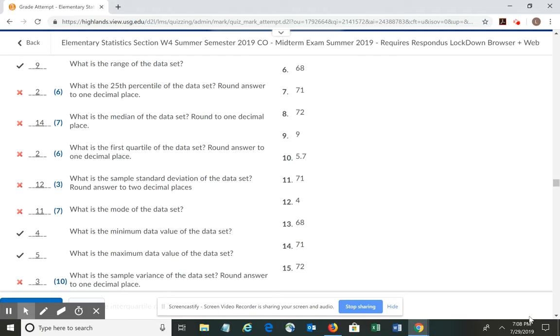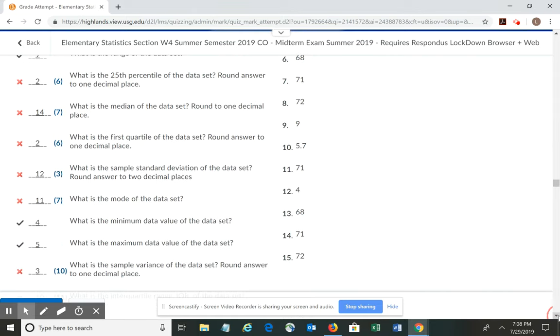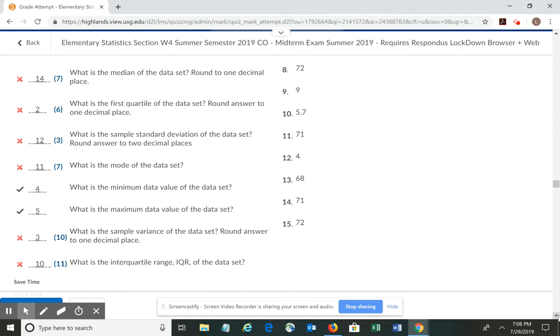The sample standard deviation is 2.38, so she should have used number 3. She got that one wrong. The mode would be, I believe, 71. So she used 11, which is 71, so we're okay there. Even though it counts it wrong, it's all jumbled up. You've got to really pay attention on this question. Max and min, she got right.